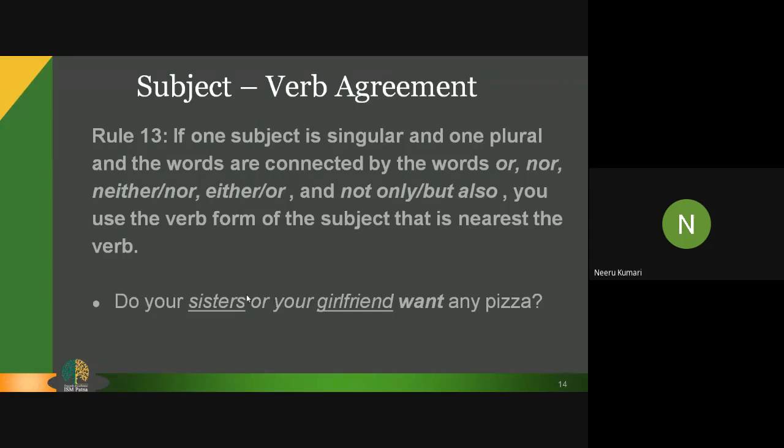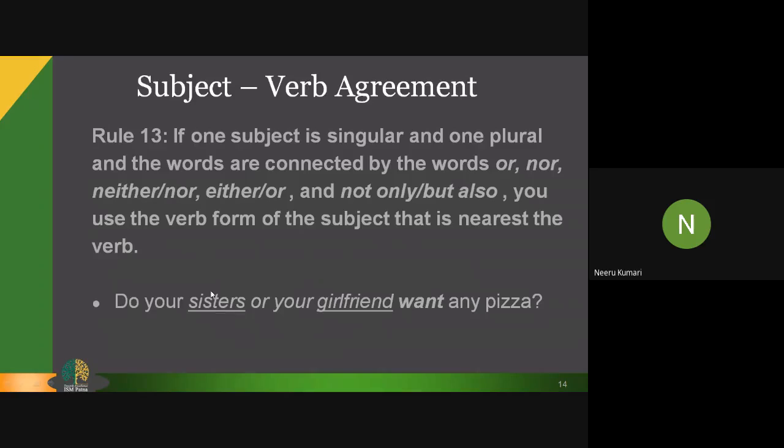So rule number 13 says that if one subject is singular and the other one is plural, connected by the words or, nor, neither nor, either or, not only but also, you should always remember that the verb form should agree with the subject nearest to the verb. Say, for example, you can see here, you're talking about sisters, right? You can see in the example, do your sisters or your girlfriend want any pizza?